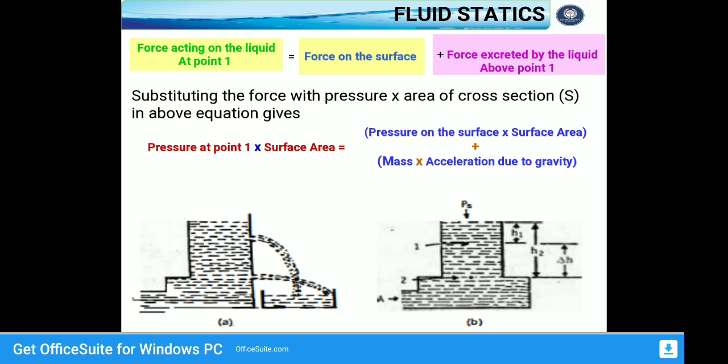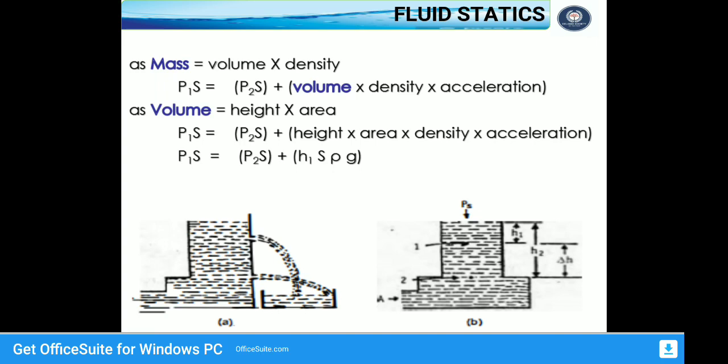By rearranging this equation, pressure at point 1 into surface area is equal to pressure on the surface into surface area plus mass into acceleration due to gravity. As we know that mass is equal to volume into density, we put volume into density instead of mass. So the previous equation can be written as P1S is equal to PS S plus volume into density into acceleration due to gravity.